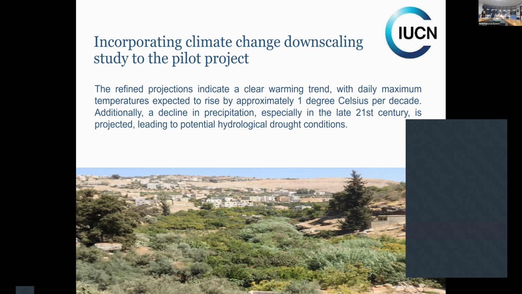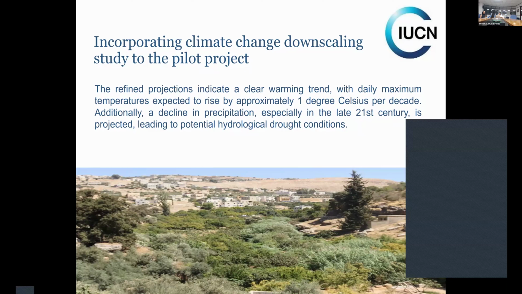In conclusion, incorporating a climate change downscaling study enables the pilot project to anticipate and address future climate change challenges, optimizing interventions for long-term resilience. This proactive approach strengthens the project impact, aligning with environmental, social, economic, and sustainability goals.